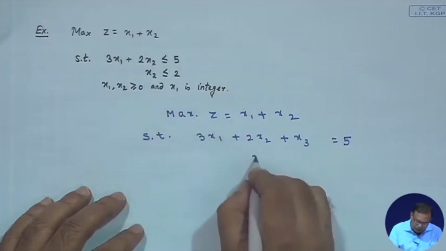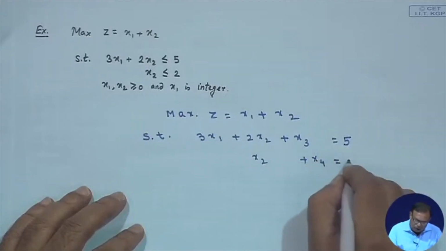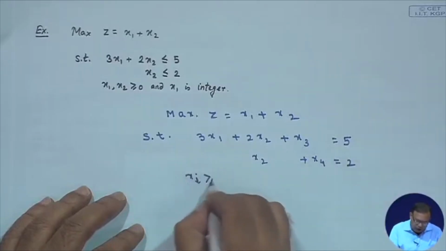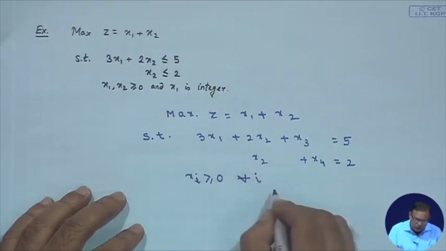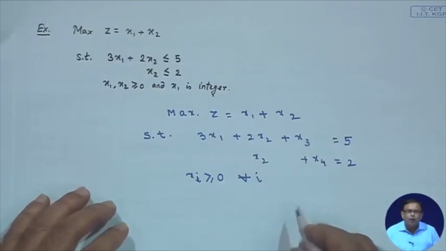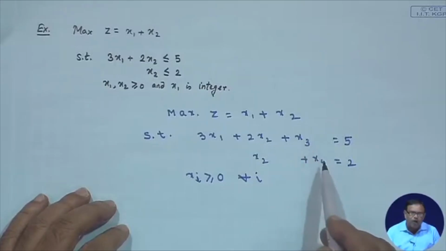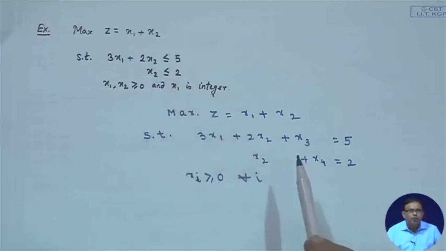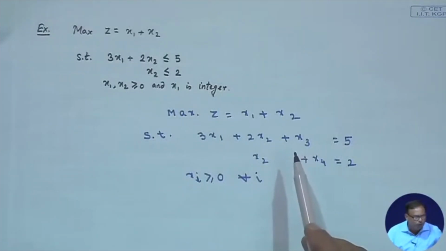Next one is x2 plus x4 equals 2, xi greater than or equal to 0 for all i, and x1 is an integer. Here x3 and x4 are slack variables which you have used to convert these less than or equal to type problems into equality problems. So, I have used this.